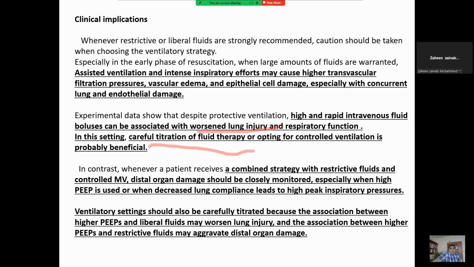In contrast, whenever a patient receives a combined strategy with restrictive fluid and controlled mechanical ventilation, distal organ damage should be closely monitored, especially when high PEEP is used or when decreased lung compliance leads to high peak inspiratory pressure. Ventilatory settings should also be carefully titrated because the association between higher PEEP and liberal fluids may worsen lung injury, and the association between higher PEEP and restrictive fluid may aggravate distal organ damage.